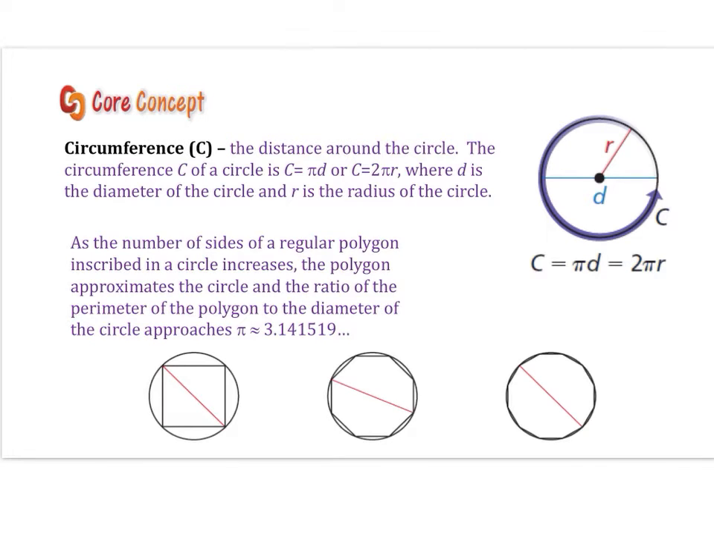To get a better understanding of where pi comes from, think of it as the number of sides of a regular polygon inscribed in a circle increases. The polygon approximates the circle and the ratio of the perimeter of the polygon to the diameter of the circle, which approaches the value 3.14159, and the ... means it keeps going without ever repeating. You do not need to write any of this part down. It's just for context of how we get the value of pi.